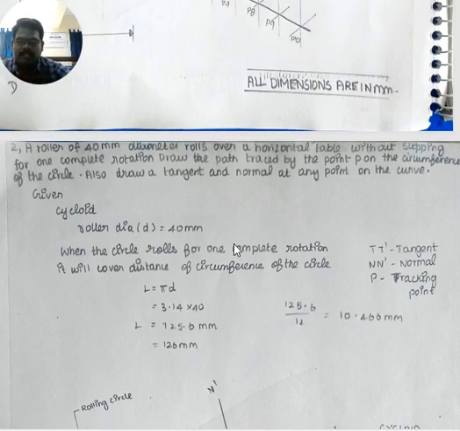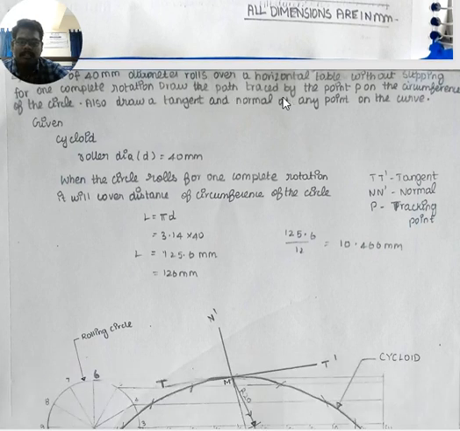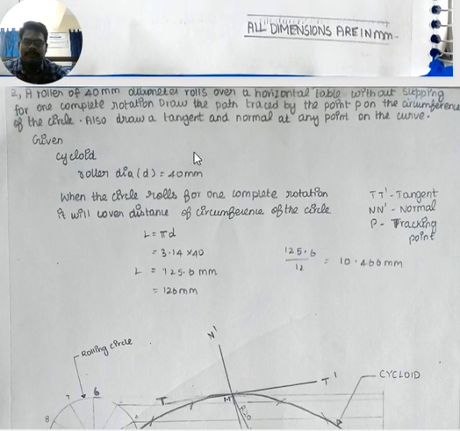The question is, a roller of 40 diameter rolls over a horizontal table without slipping for one complete rotation. Draw the path traced by the point P on the circumference of the circle. Also draw a tangent and a normal at any point on the curve. This is the question.